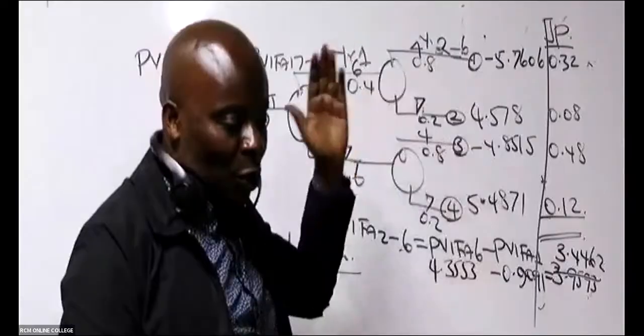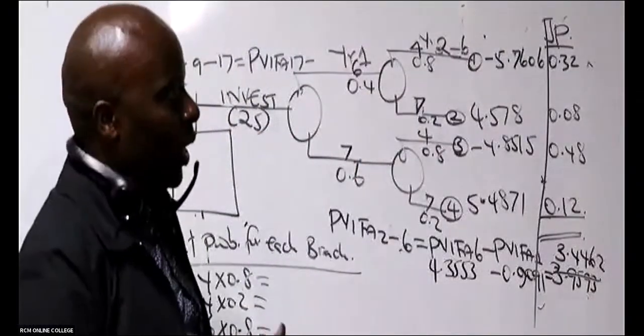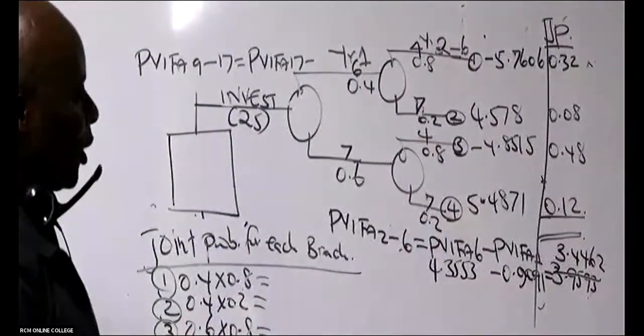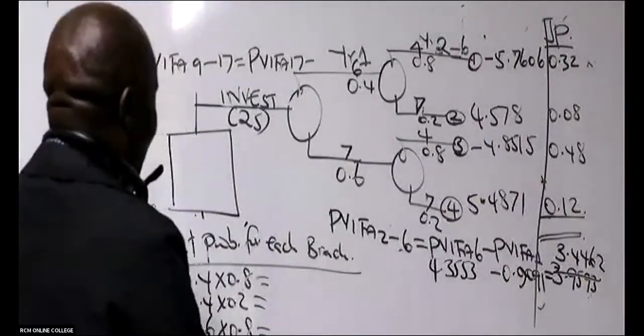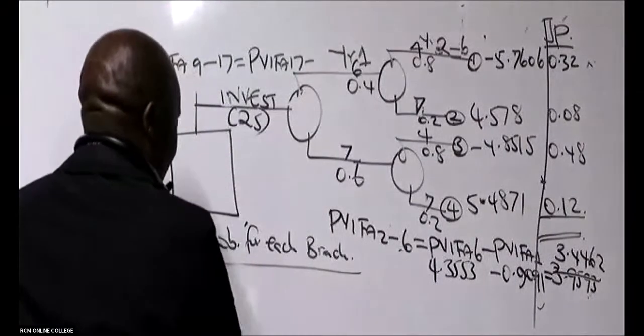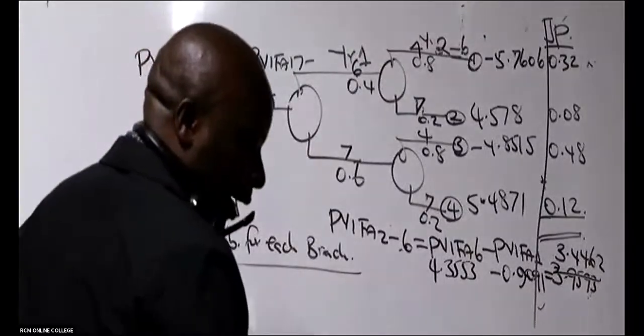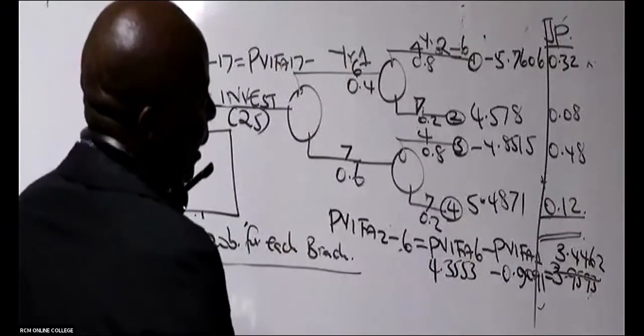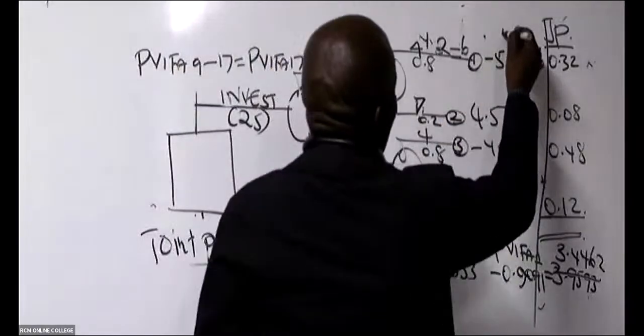If you add all of them, it must always be 1. So the last step, you give us the expected net present value. Give us the expected net present value. So remember, this is the net present value.